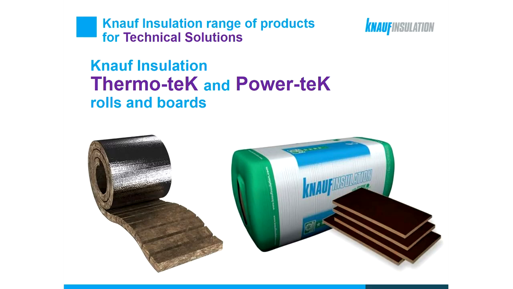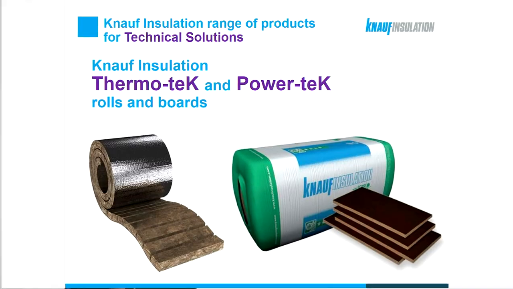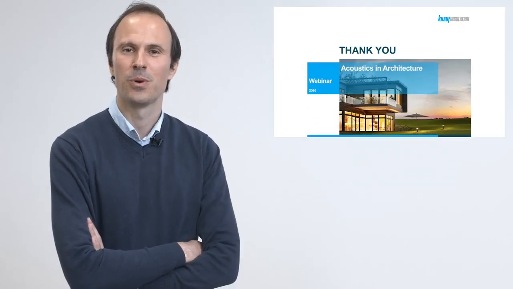So for this particular application, we at Knauf Insulation have a dedicated range of products for technical solutions. So these are our Thermotech and PowerTech insulations, which are generally very easy to shape. So their installation is very easy. And usually these applications happen to be in very constrained spaces. So it's also possible to fabricate all these products with a variety of facings which are suitable for every particular application. And this brings us to the end of our webinar.